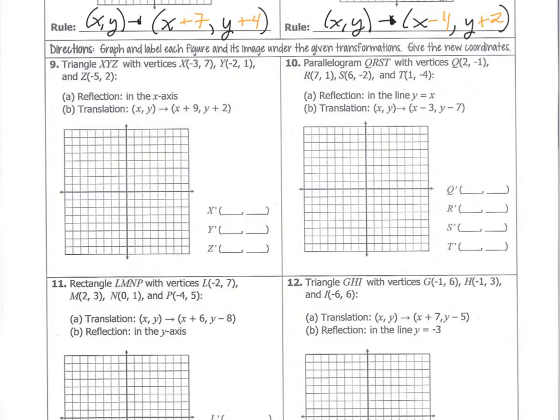So for instance, let's just look at number 9. We have our pre-image, which is a triangle. So we're going to plot that. We're going to reflect it. It should say over the y-axis, or I'm sorry, over the x-axis, and then we're going to translate it. So rather than try to do that all in your head, I suggest that you do the reflection first and then translate. Okay? So let's go ahead and plot our pre-image.